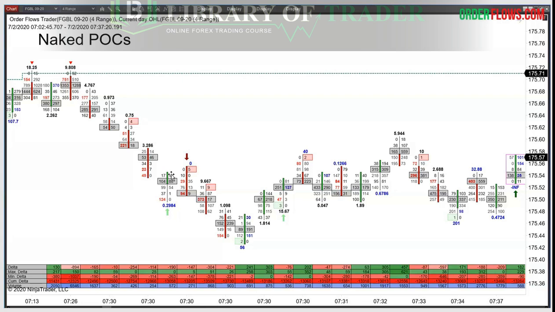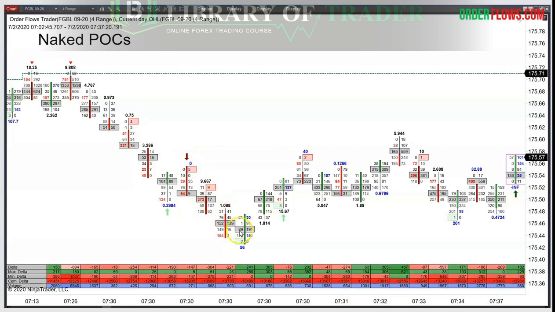Okay, you see your naked points of control? Probably not, right? The reason is a range-based chart, and you see how it moves a bit differently. Here you've got a naked point of control. This one's not. This one's not. Naked point of control. Naked point of control. It keeps going down, it doesn't retrace back up in there.